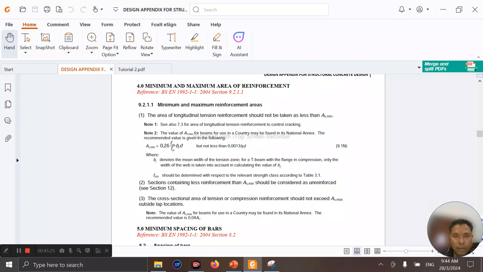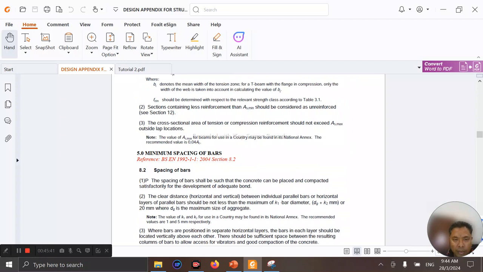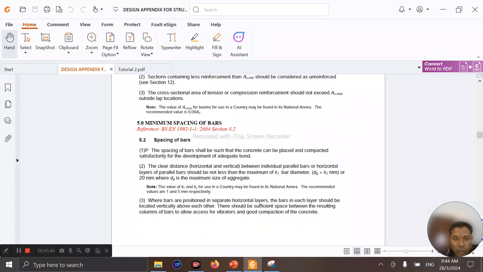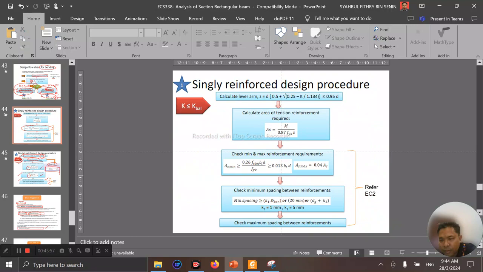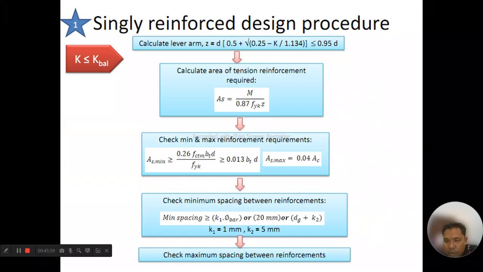Okay, never mind. So 9.2.1.1, the minimum. The minimum will be given by this. It cannot be less than this. And then the maximum reinforcement is 0.04 A_c. And then we also have the minimum spacing of bars, which is given by clause 2 here. In your notes, you can see it here. I want to erase all this because it is not visible. So you may see that the minimum spacing of reinforcement will be given by this.